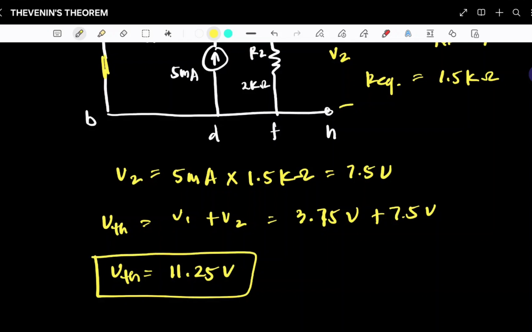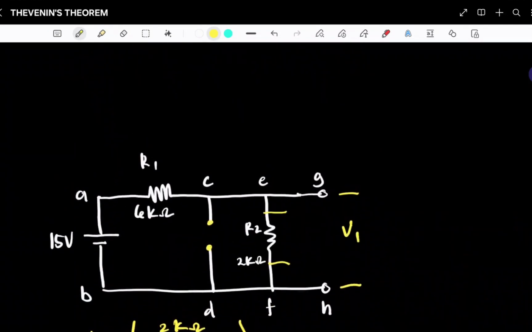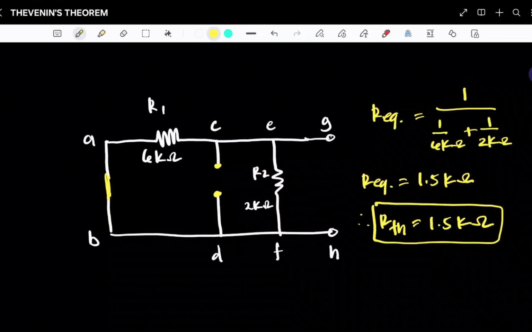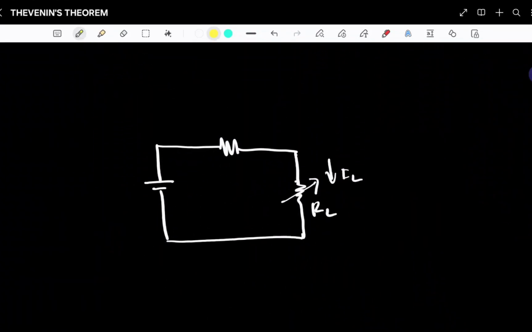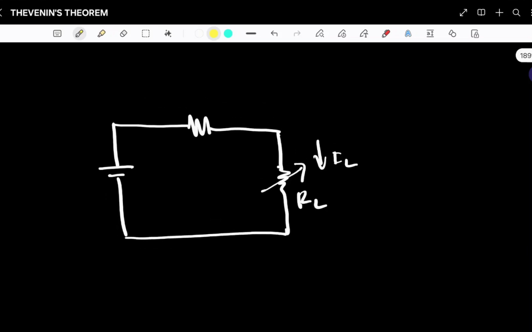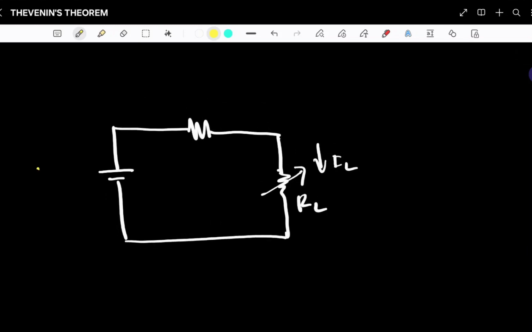So now that we have the Thevenin voltage and we also have the Thevenin resistance of 1.5 kilo ohms, we can now redraw the equivalent circuit. So this is the Thevenin voltage ETH, which is 11.25 volts, and this is the RTH, which is equal to 1.5 kilo ohms.